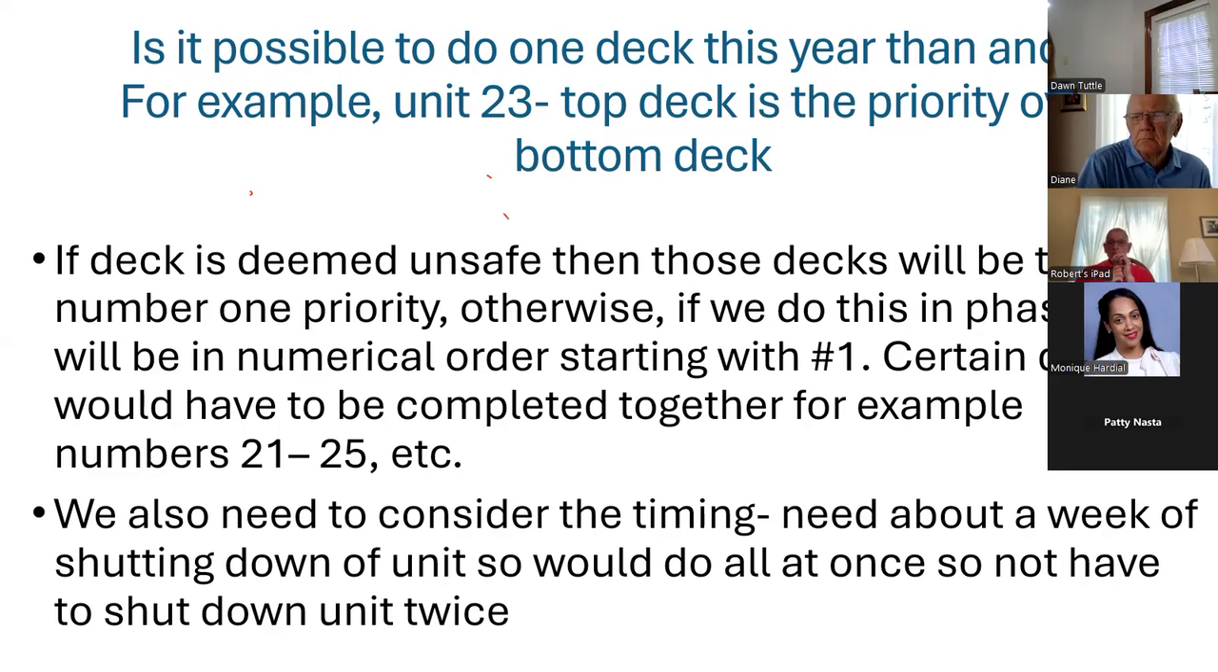For the example, it was unit 23. They said their top deck is worse than their bottom deck. We are going to do the decks that are unsafe first, the ones that are worse first. They're really not unsafe, but you can get splinters and things.